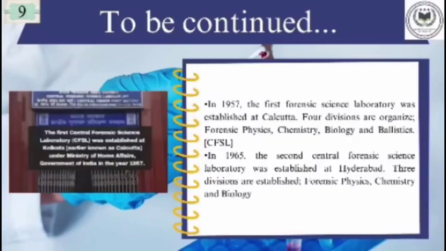In 1957, the first forensic science laboratory was established at Calcutta as a central forensic science laboratory, including 4 divisions: forensic physics, forensic chemistry, forensic biology, and forensic ballistics. Next, in 1965, the second Central Forensic Science Laboratory was established at Hyderabad with 3 divisions: Forensic Physics, Forensic Chemistry, and Forensic Biology.